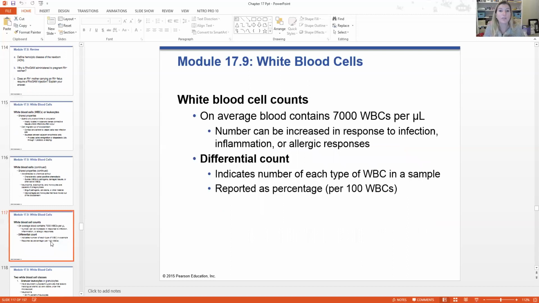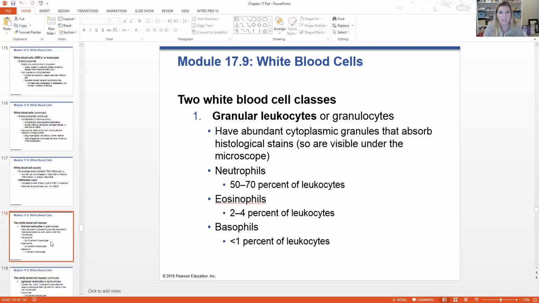So on average, we have about 7,000 white blood cells per microliter, much lower concentration than our red blood cells. And if there's infection, inflammation, or allergic responses, that number can increase. Hence why doing a differential cell count can help be diagnostic. A differential count is typically reported as a percentage. And again, that's a diagnostic tool. Let's talk about the types of white blood cells.